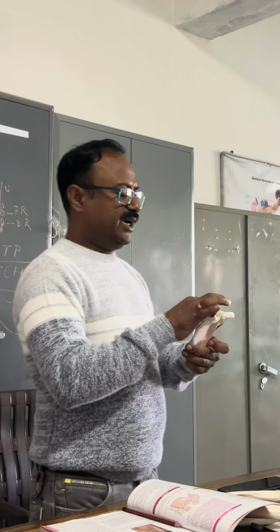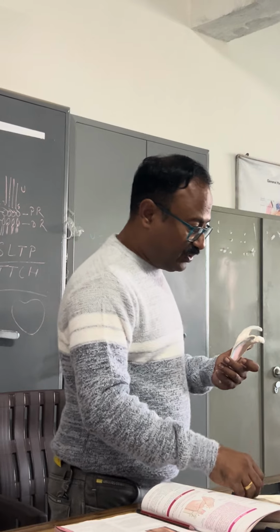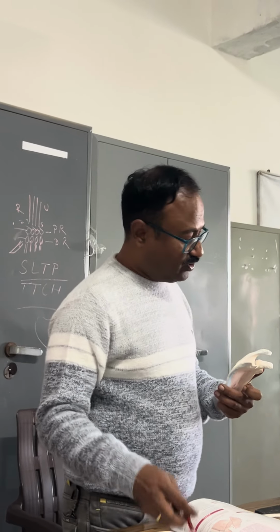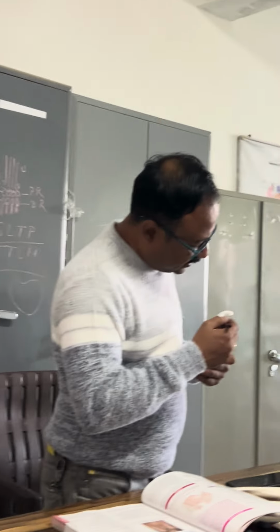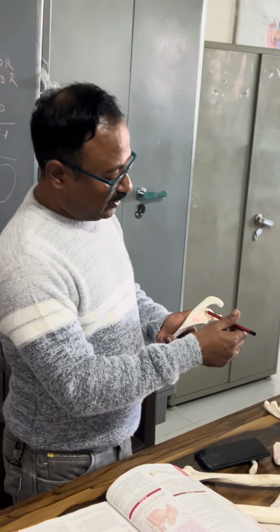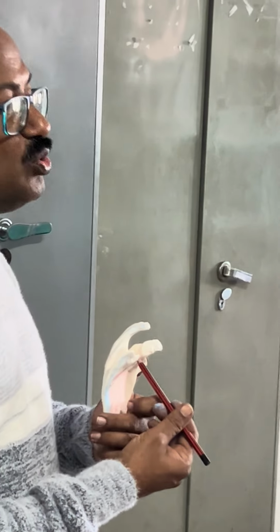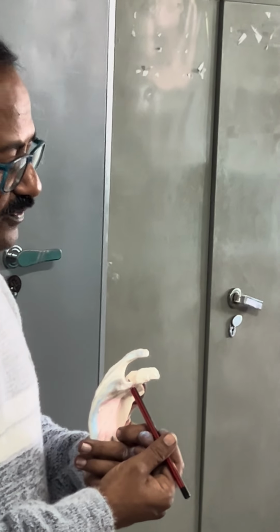There is a notch in between the spine and the glenoid cavity. You will find a notch here in between the spine and the glenoid cavity, and this notch is called the spinoglenoid notch. And at the superior border you will find a notch that is called the suprascapular notch. So two notches you will find.